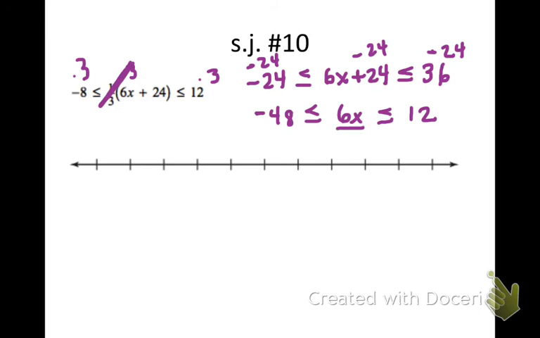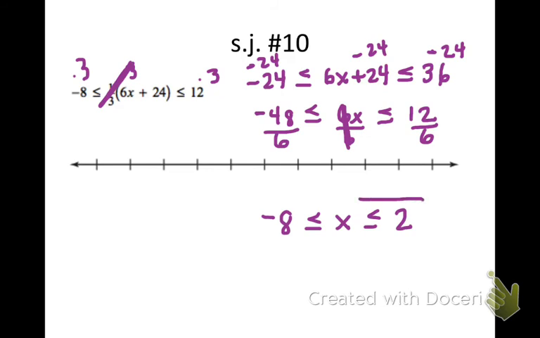Final step, I'm dividing by 6, and it's a positive 6, so it does not reverse the symbol, so you have to stay very conscious of that. So negative 8 is less than or equal to x, I have finally isolated the x, which is less than or equal to 2. And notice now that when we get our answer, we don't have to put it in that least to greatest order because we've solved it maintaining that notation of the and compound inequality.